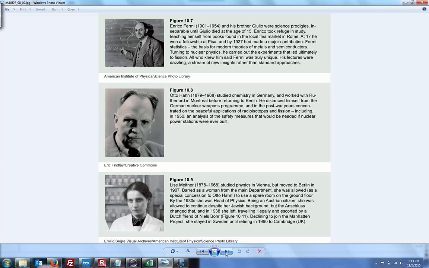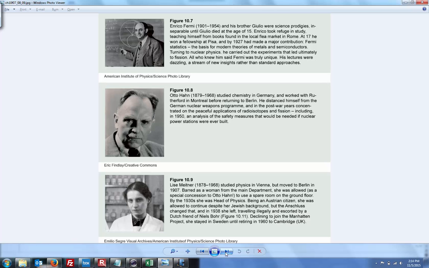And down here at the bottom, figure 10, Lise Meitner studied physics in Vienna and moved to Berlin in 1907. Barred as a woman from the main department, and you hear about this all the time. It's really too bad we used to behave that way, and to some extent still do. She was allowed, as a special concession to Otto Hahn, to use a spare room on the ground floor. By 1930, she was head of physics. Being an Austrian citizen, she was allowed to continue despite her Jewish background. And again, this is all during the war.